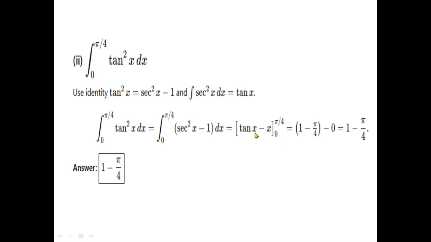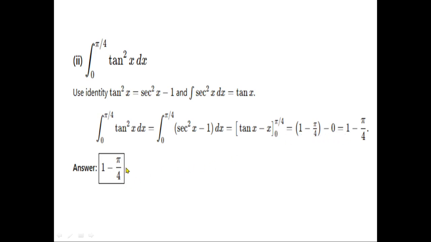When you apply the lower limit, that is tan 0, sin 0 by cos 0, where cos 0 is 1, so sin 0 is 0, and x is also 0, so that term will be 0. So the result is 1 minus pi by 4.